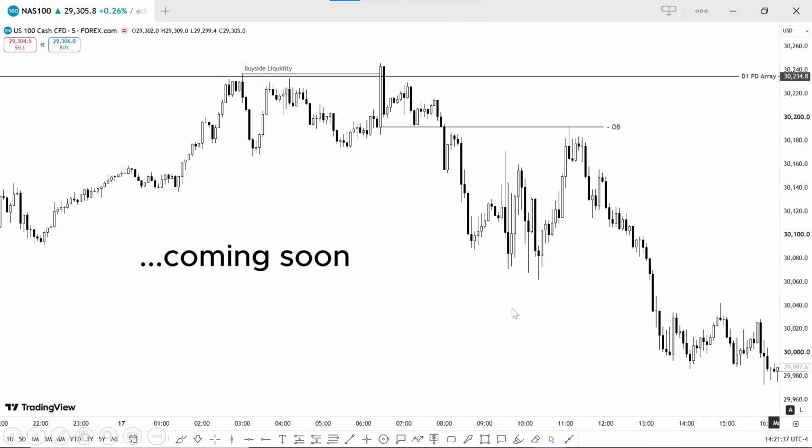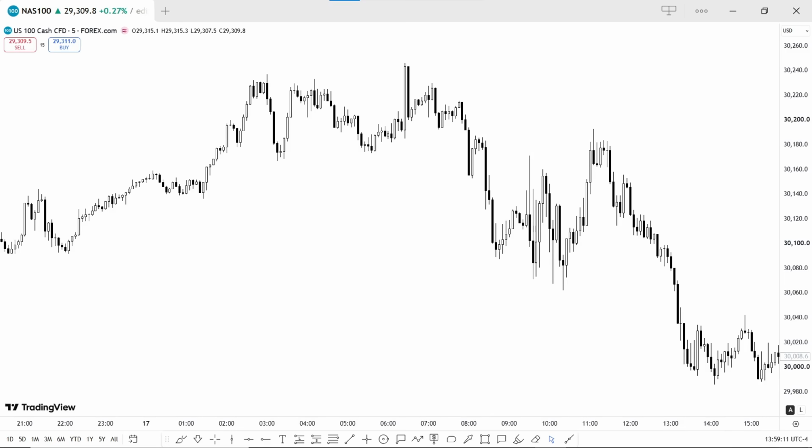Now the big question is, why am I not looking at these down close candles as a valid bearish order block? Hello traders, I trust you're doing great.